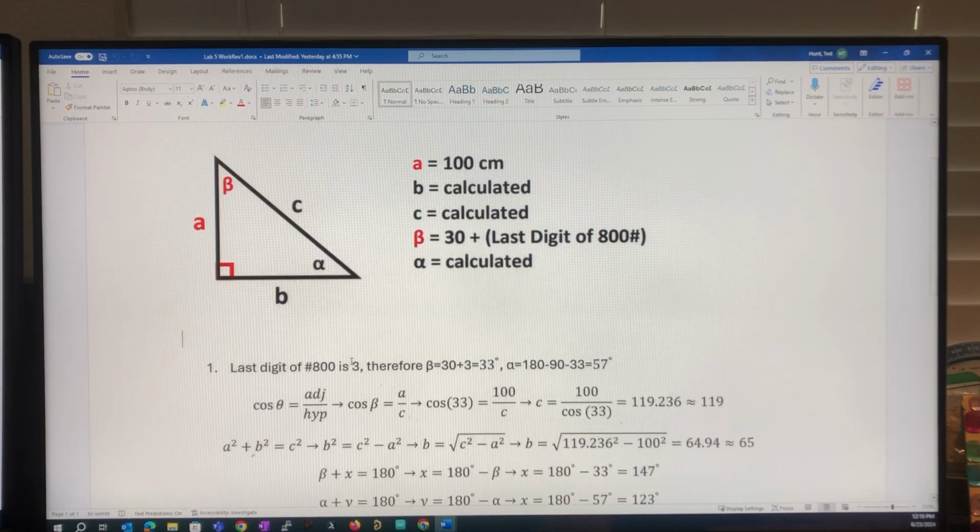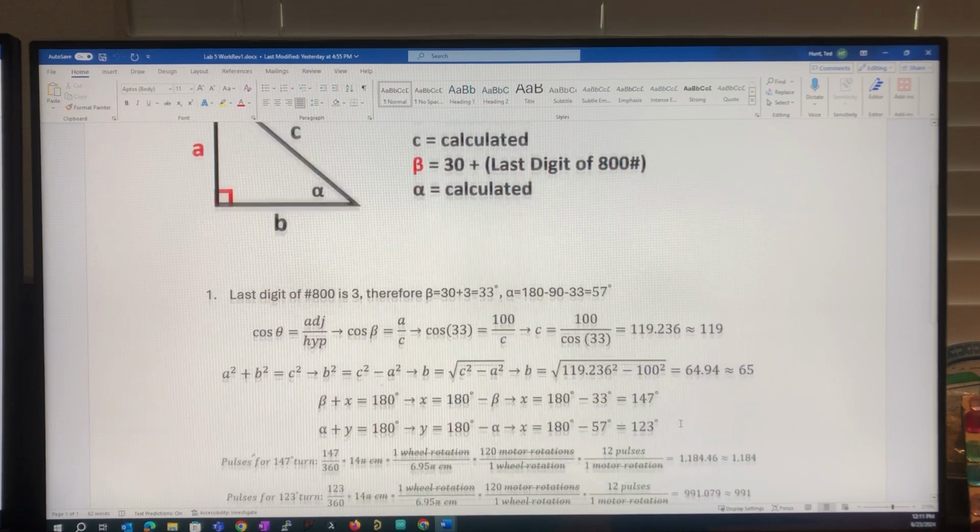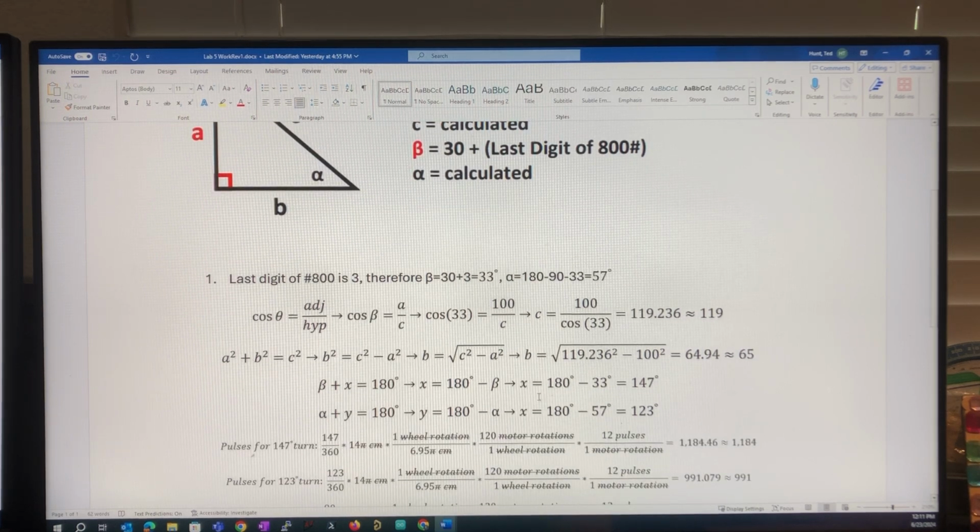We can use cosine to find our hypotenuse, or our C, the long end. That comes out for me being 119.236, or approximately 119. Using the Pythagorean theorem, we can find B, and for me that is going to be approximately 65 centimeters.